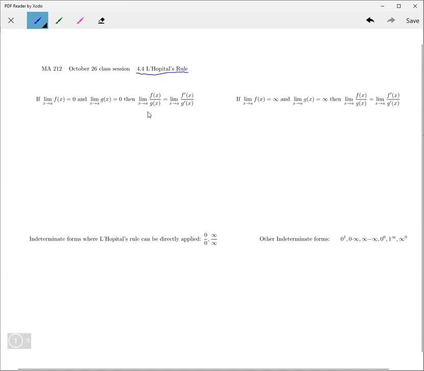So this one right here is of the form 0 over 0, okay, because both f and g are going to 0 according to this. This other one is the same thing except there's infinity. So it's infinity over infinity. Now, taking 0 divided by 0, that's what we call an indeterminate form.